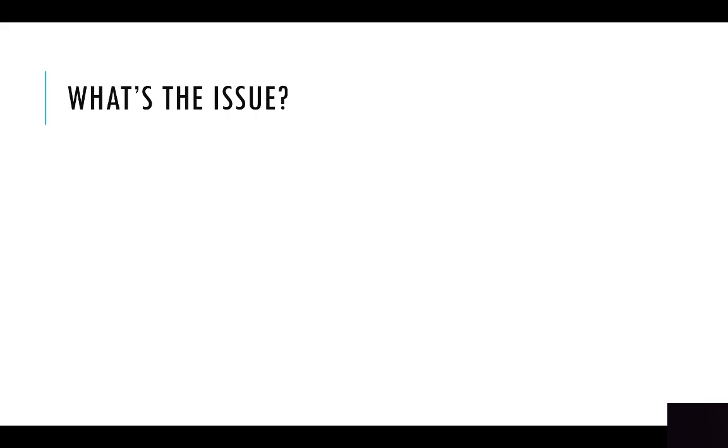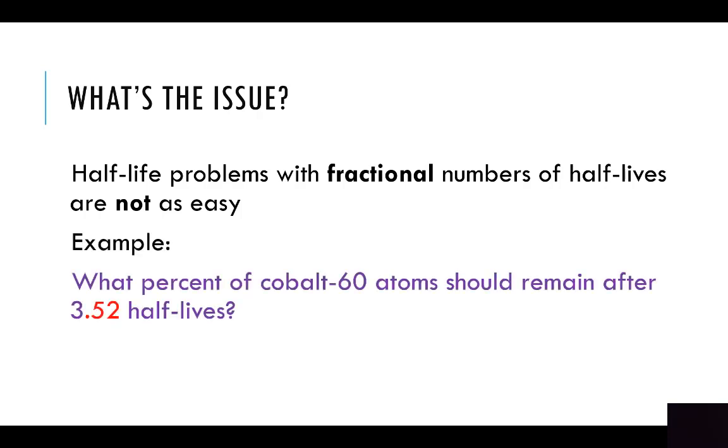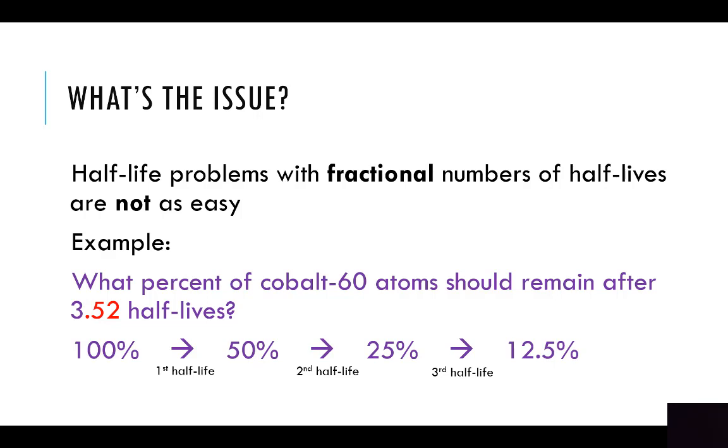But what about a problem like this? If we have a half-life problem with a fractional number of half-lives, they're just not as easy. For example, instead of exactly 3 half-lives, what if the question had said 3.52 half-lives? Well, we're going to need to use the equation because it just won't work to do it the same way we did before. There's the third half-life, 12.5%. But how do we do a 0.52 of a half-life? We can't use this simple method for this situation where we have a fractional number.